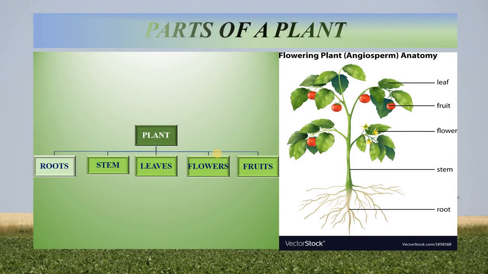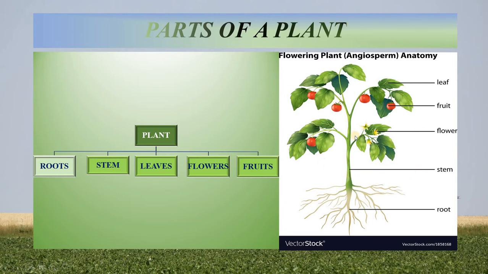Now, parts of a plant. A plant is divided into two parts, roots and shoots. This entire thing comes under shoot, and this is root. Here in this diagram, you see a flowering plant, or the angiosperm. The part of a plant which grows underneath the soil is the root, and the part which grows above the soil is called shoot.